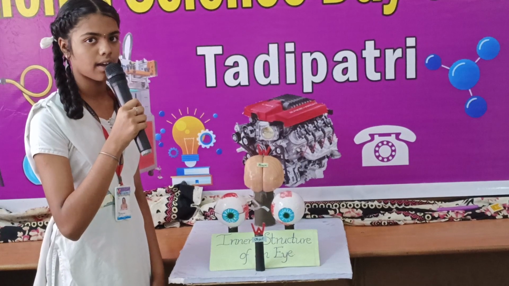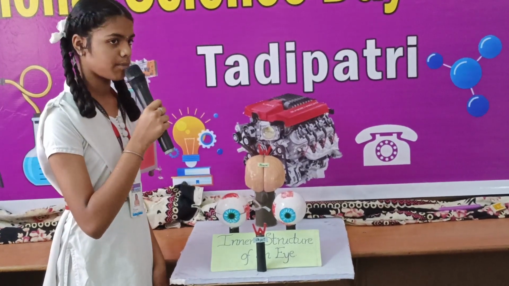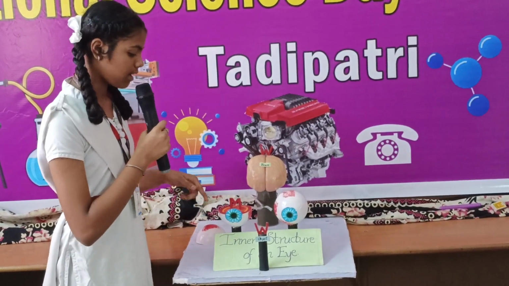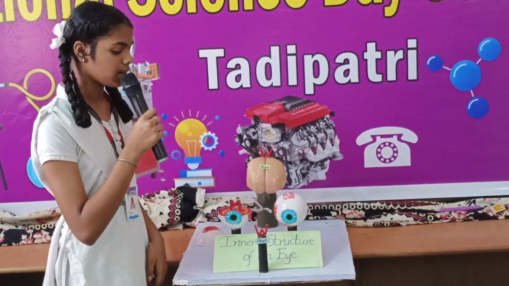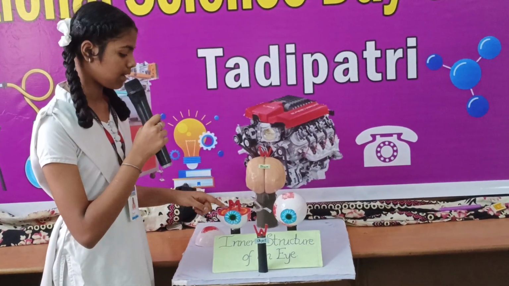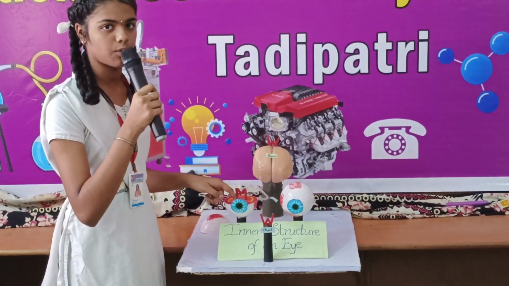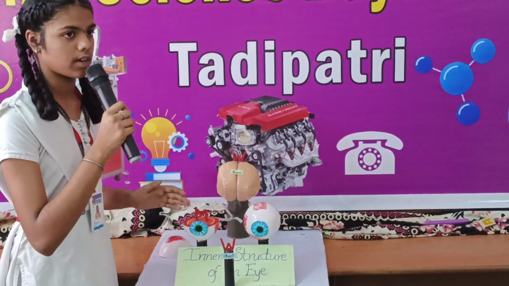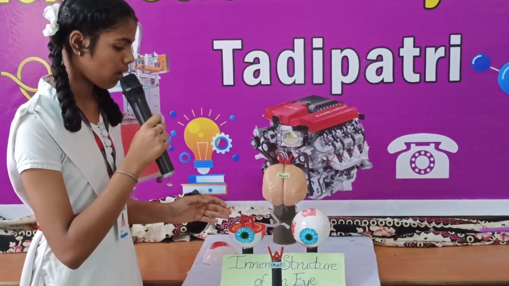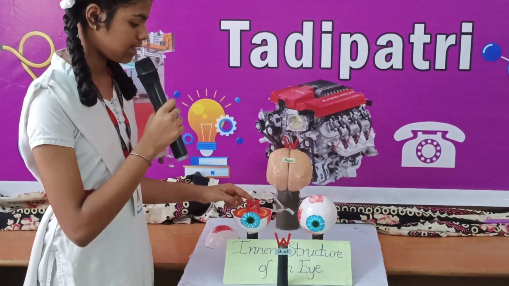Behind the pupil and iris there is a transparent structure called the lens. With the help of the ciliary muscles, the lens can change its shape to focus light. The lens becomes thicker when it tries to focus on a nearby object, and thinner when it tries to focus on a distant object.